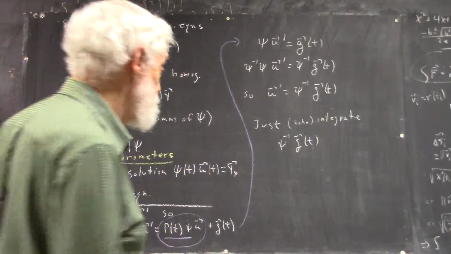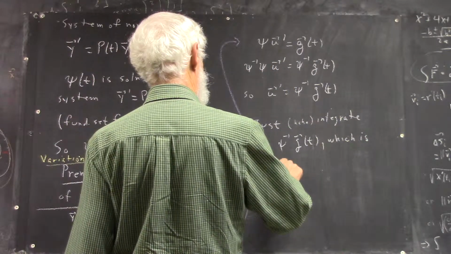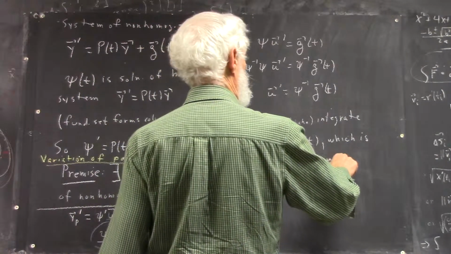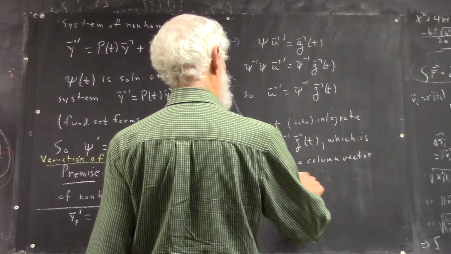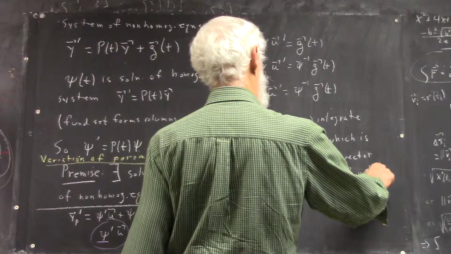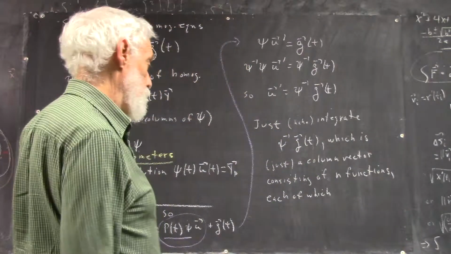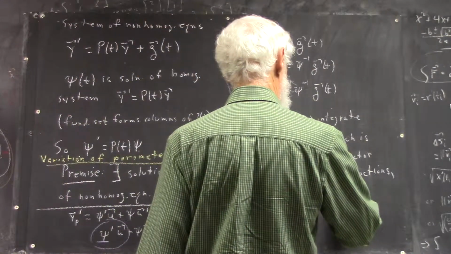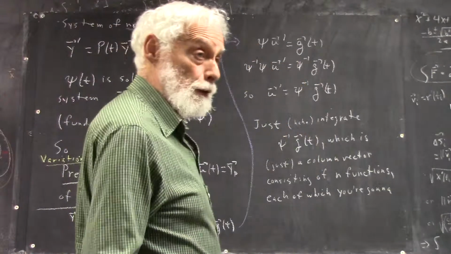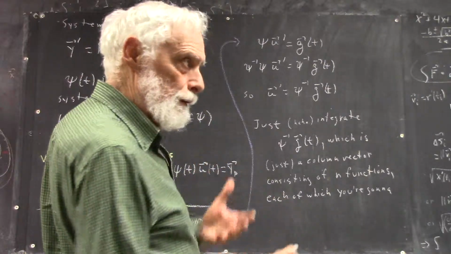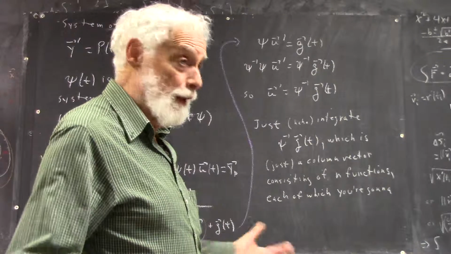Psi inverse g of t is just a column vector, which gives n functions, each of which you're going to integrate. So you integrate each element separately. The integral of a column of functions is just a set of antiderivatives of those functions. You need to go back and review the calculus of matrix functions and vector functions. But it's straightforward. Every component acts independently.